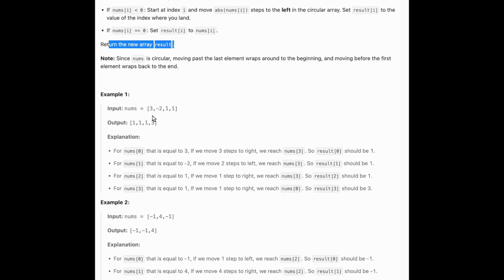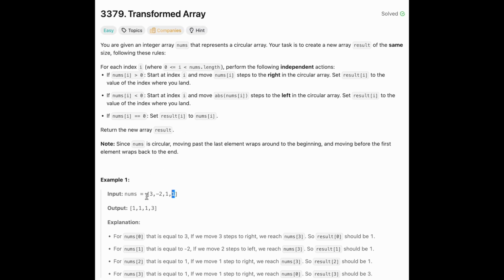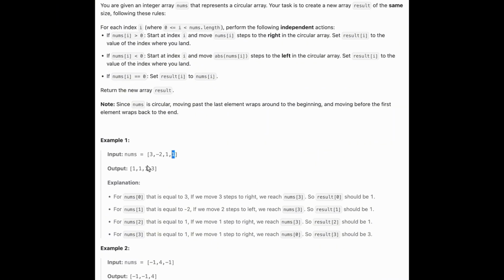So if we look at this example, first we see that it's 3, so we move 3 to the right. So we set this place to 1, move 2 to the left, 1, and then 2. Since it's a circular array, we can circle back to here. So it will be 1. We set this to 1, move 1 to the right, the value is 1, move 1 to the right, we can circle to here. So the value will be 3, and we return this as our result.